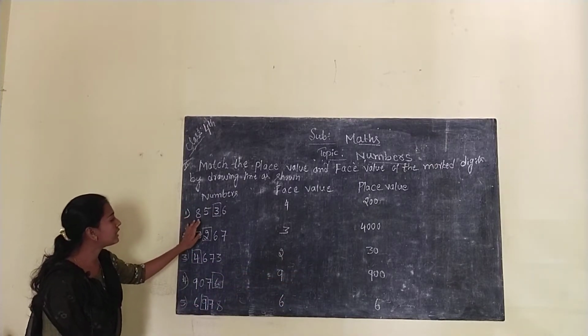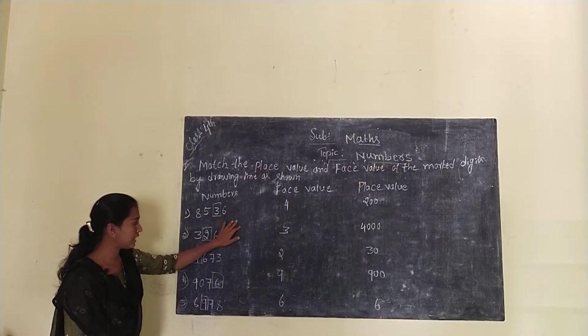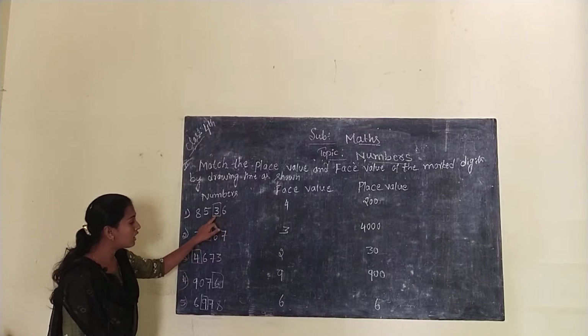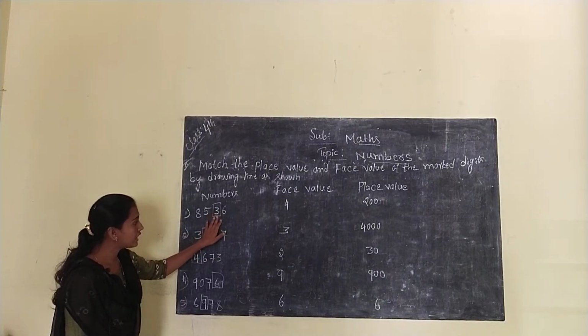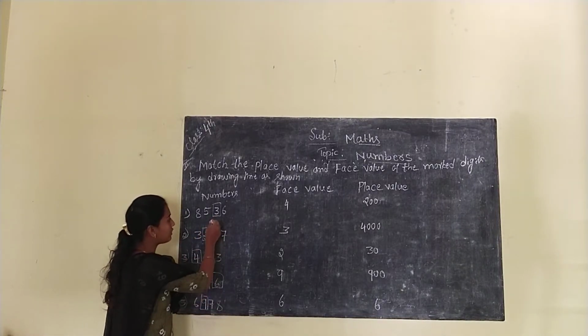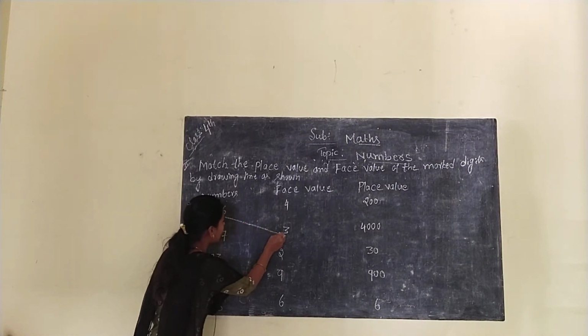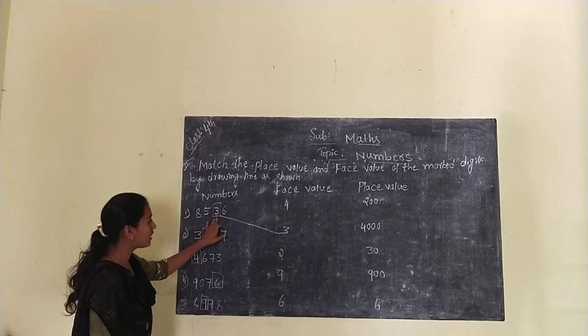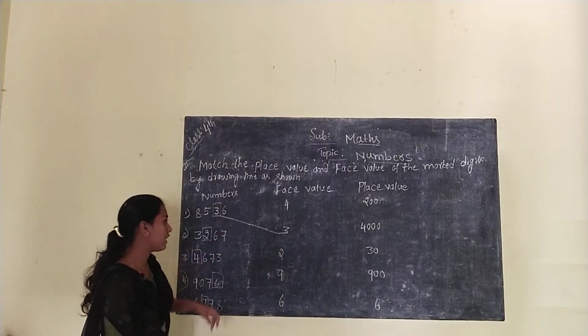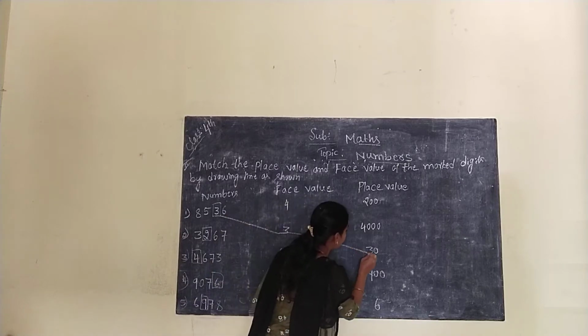First given number is 8536, which is here in the box. 3 is here in the box. 3 is which place? 3 is tens place. Face value is 3. Next, 3 is tens place. It means 3 into 10, 30. We have to mark 30.